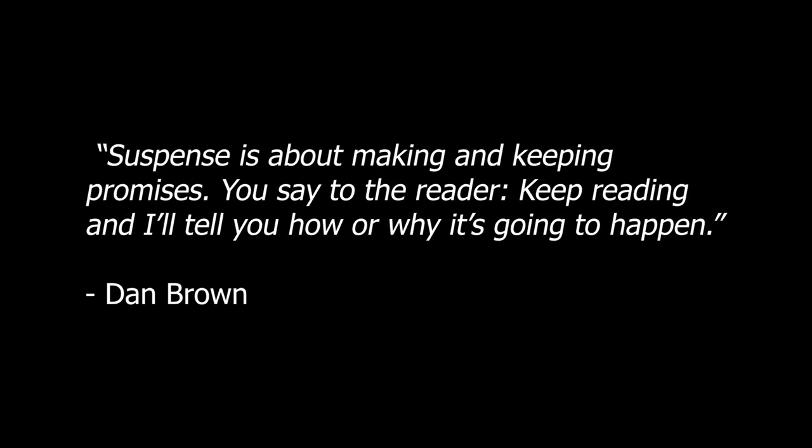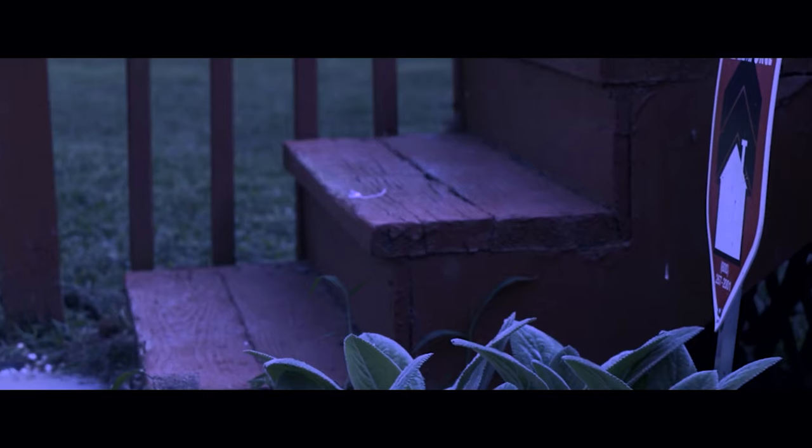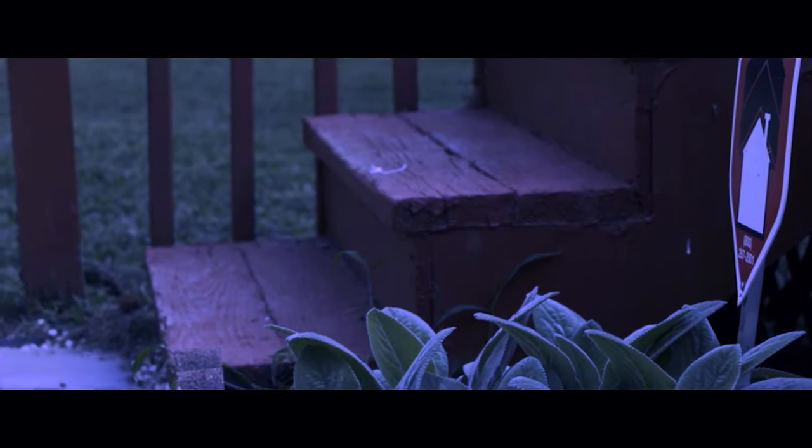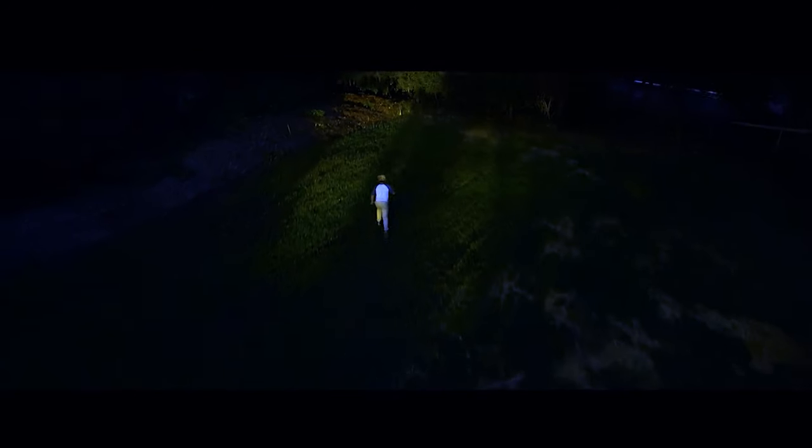Author Dan Brown says that suspense is about making and keeping promises. You say to the reader, "Keep reading, and I'll tell you how or why it's going to happen." We can create suspense at the story level by making promises to our audience, things that they know will eventually come to pass. We can drag out the tension of suspense by waiting until the last minute to finally deliver on that promise, sprinkling little teases throughout that the promise will be fulfilled much earlier.